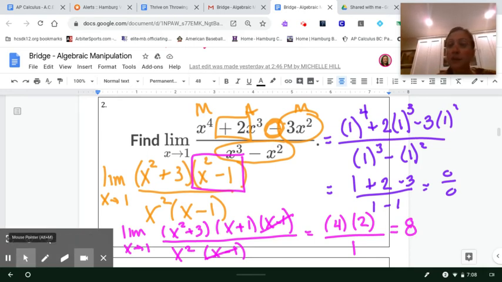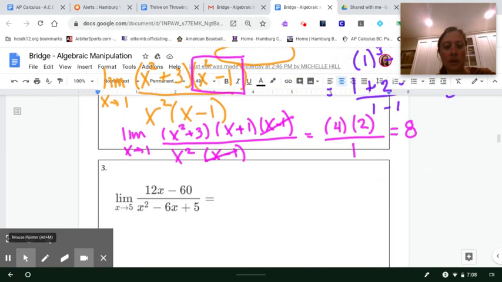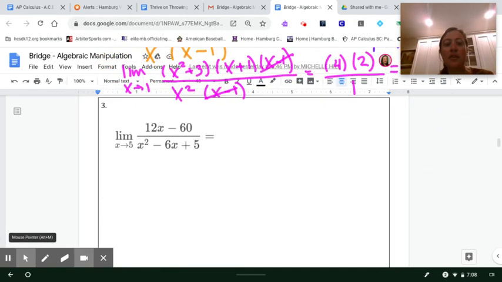So again, pause, do what you need to do. I'm going to give you this one to try on your own. So I'm going to pause it, you pause it, work it out, and then we'll compare final answers.